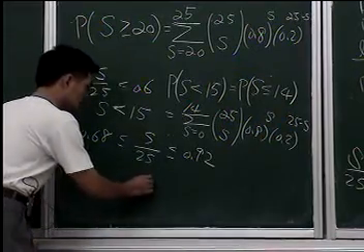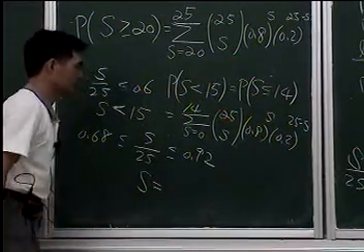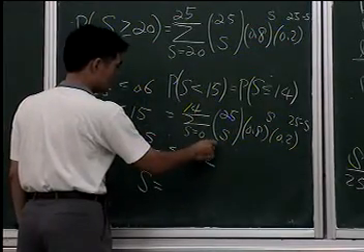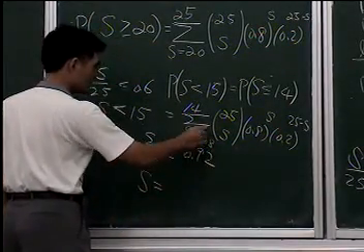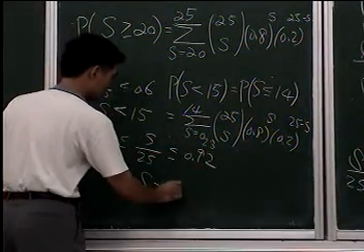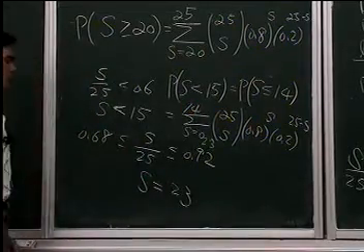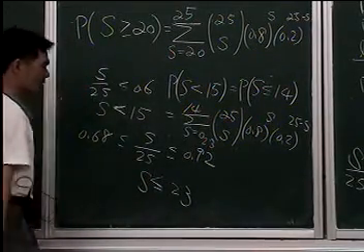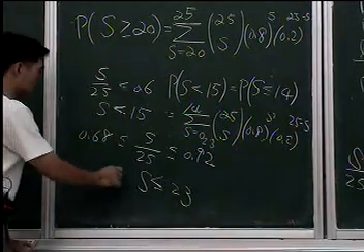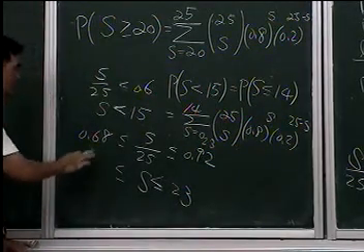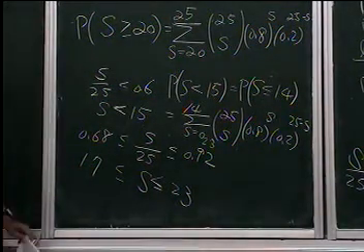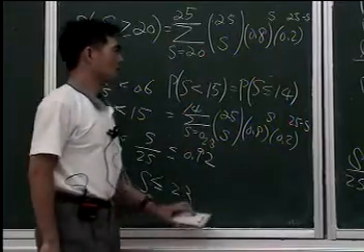So then S must be equal to, let me try to figure this out. So it should be 23, right? S is less than or equal to 23, and this one less than or equal to 17, right? Okay. So then in this case, the same thing.